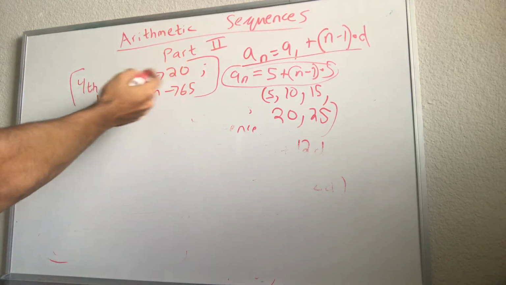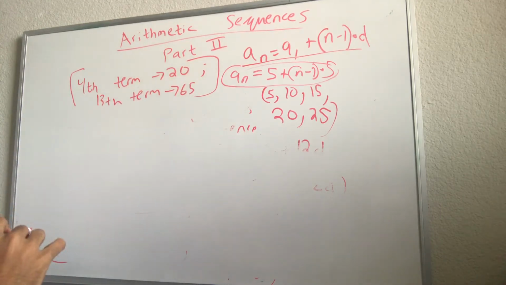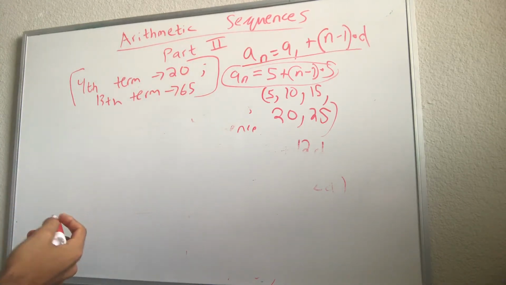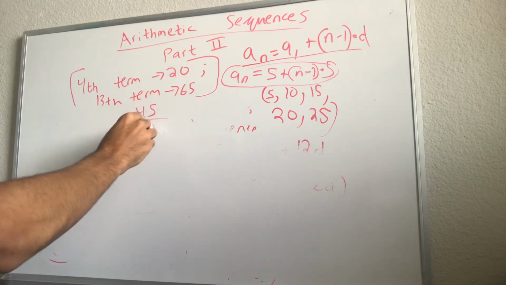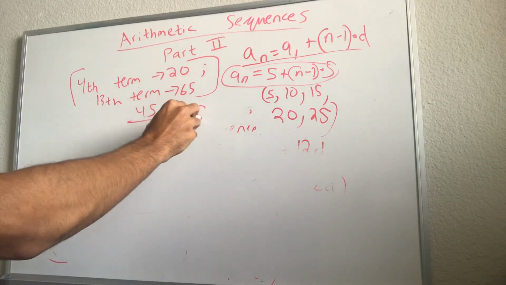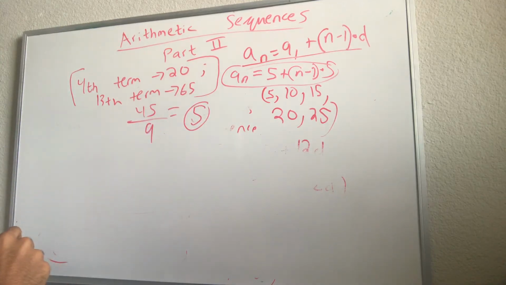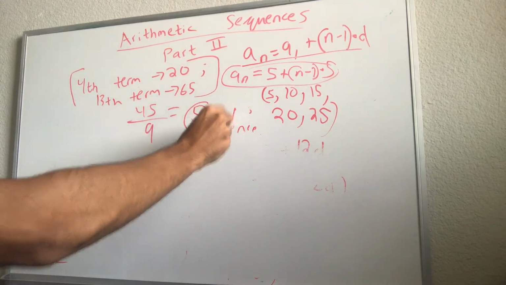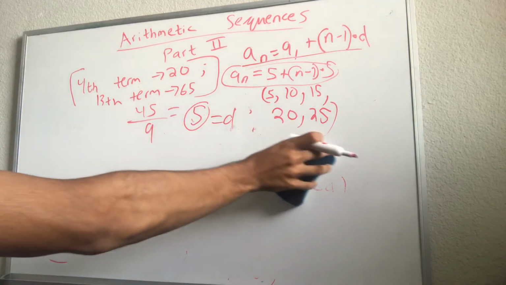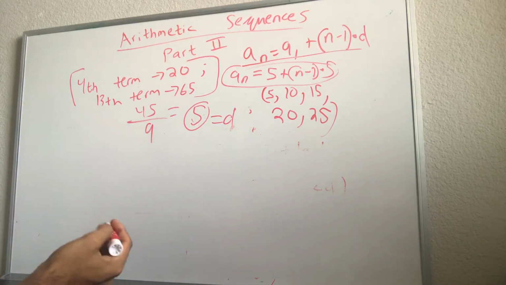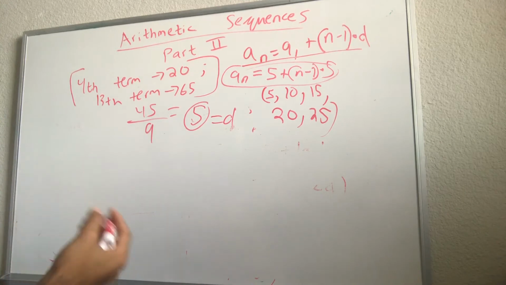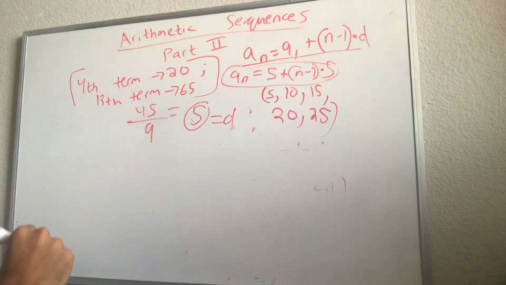So if you know that the 4th term is 20, the 13th term is 65, you can do 65 minus 20, that's 45. And then you can do 13 minus 4, that's 9. 45 divided by 9 is 5. You already know your common difference here is 5. Obviously you could have something like find the 100th term, and then this method may not be the best method, but you know that your common difference is 5.